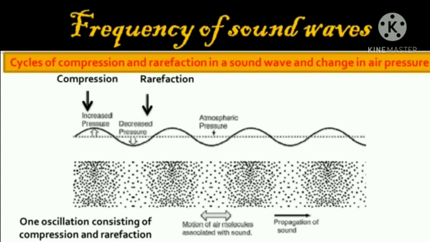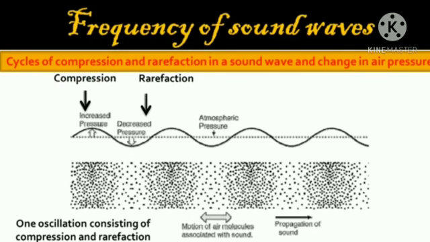Where is the compression? It means there is increased pressure. And where is the rarefaction? There is reduced pressure. See here, all the compressions and rarefactions of the wave are given. One oscillation consists of a compression and a rarefaction. Here is the motion of air molecules due to sound and the propagation of the sound wave also.